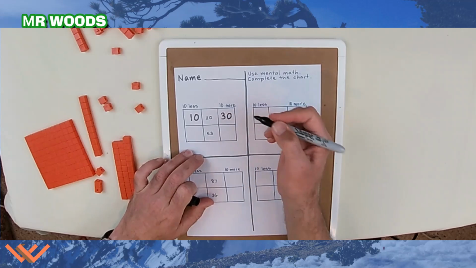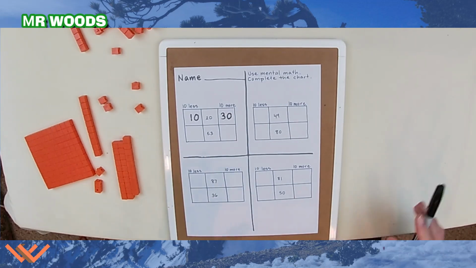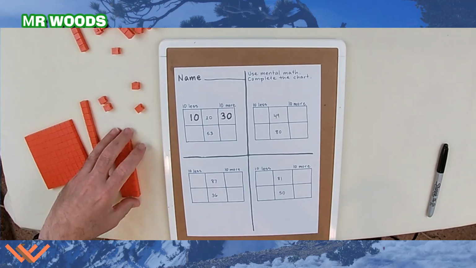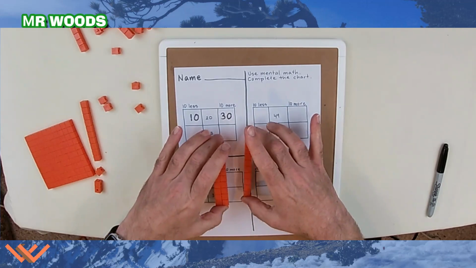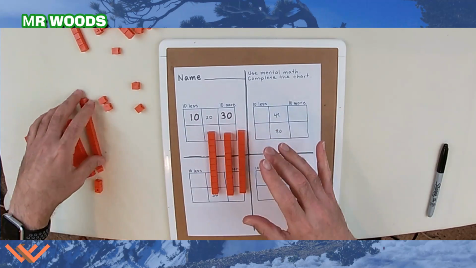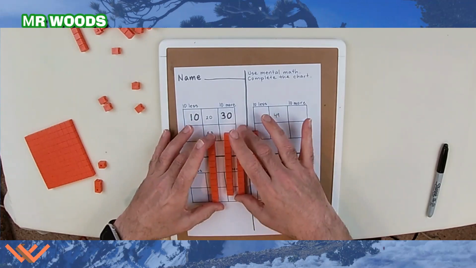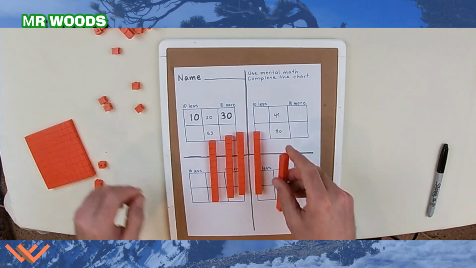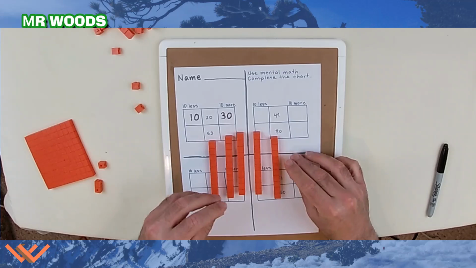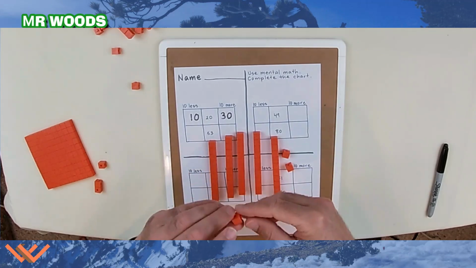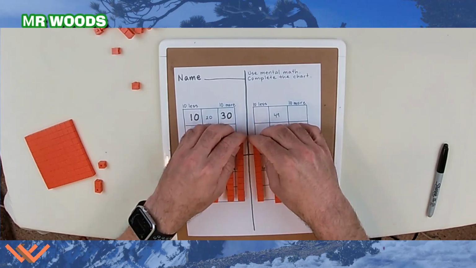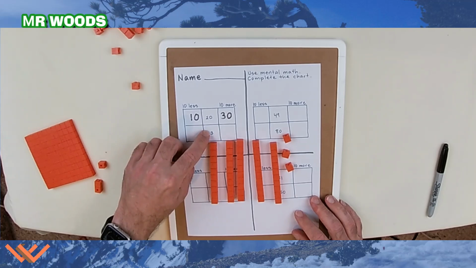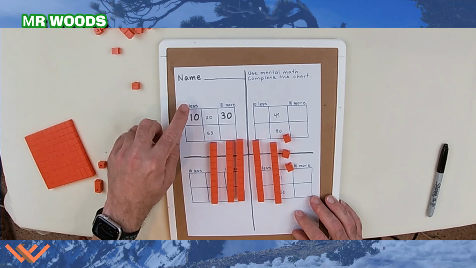There's my 30. Let's continue with this mental visualization. Again, I'm thinking about this using these rods here. So I have 10, 20, 30, 40, 50, and I need 3 1 units. There's 1, 2, 3. Now, I have 53 in the center, and off to the left it says 10 less.